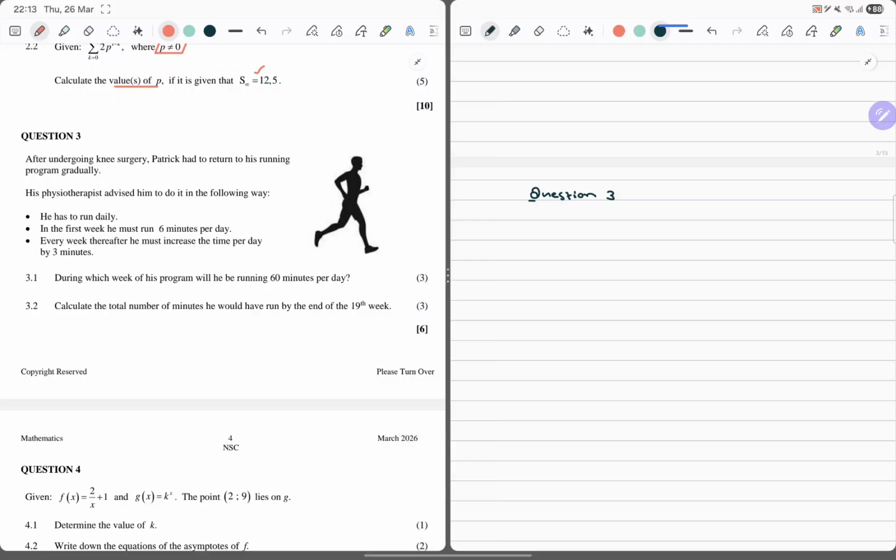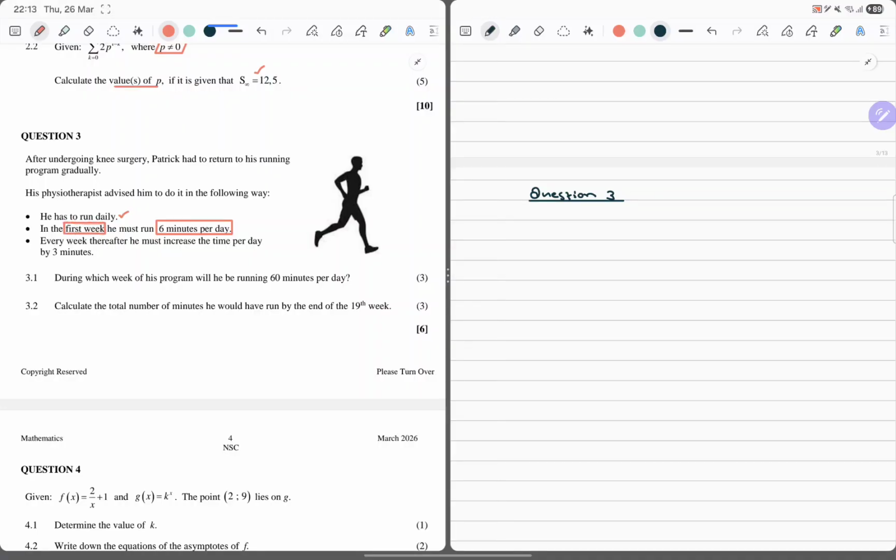So question 3. Question 3 says, after undergoing knee surgery, Patrick had to return to his running program gradually. His physiotherapist advised him to do it in the following way. He has to run daily. In the first week, he must run 6 minutes per day. In the first week, every day he runs 6 minutes. Very important. This is the first week.